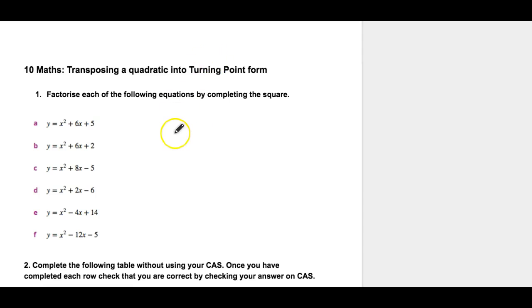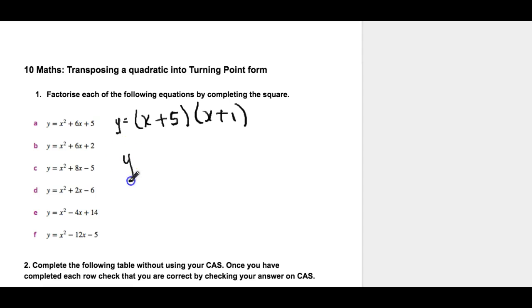Okay, so the first one, we've got y equals x squared plus 6x plus 5. So you're probably thinking, well, I can easily do that by finding two numbers that when multiplied give me 5 and when added give me 6. Oh, there it is, miss. I've factorized it. Now, there's nothing wrong with this, but you can't see what the turning point is. So what we're going to do is put it into turning point form.